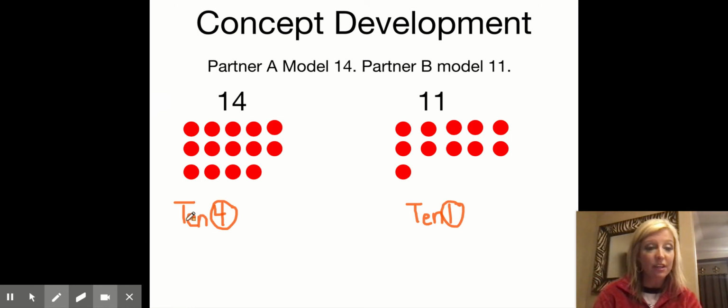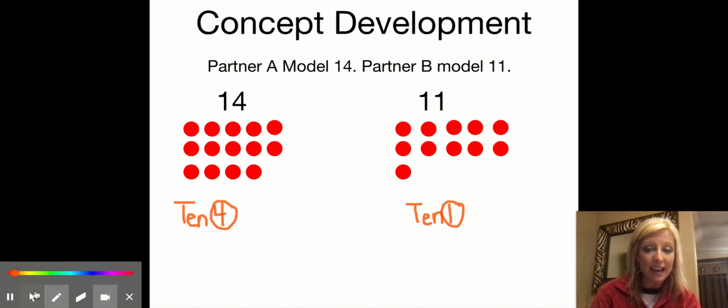Because remember, if you look, the 10 ones are the same on both, right? So then we want to look at our extra ones. So we have 4 extra ones here and 1 extra one there.